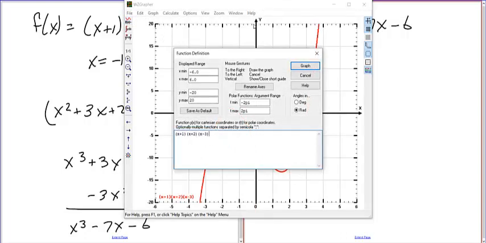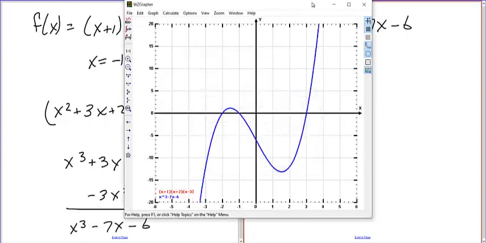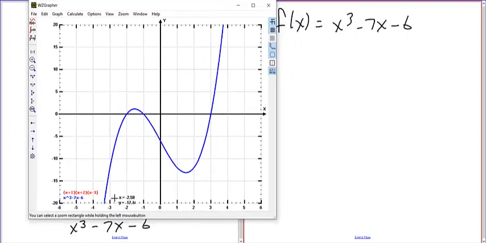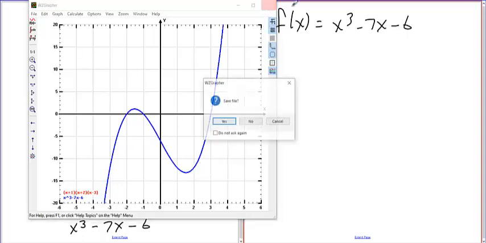So we've got x cubed, I forgot what it was, plus or minus. Let's try minus 7x minus 6. Okay, graph it. Okay, that apparently was right. So you can see the red and blue curve are the same curve. So I did that right.